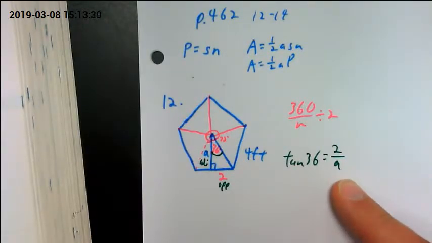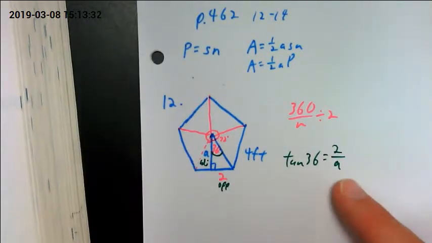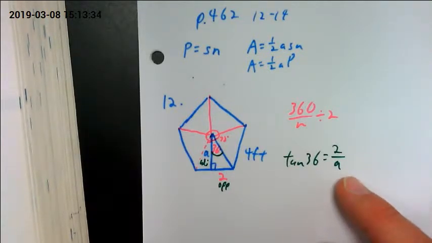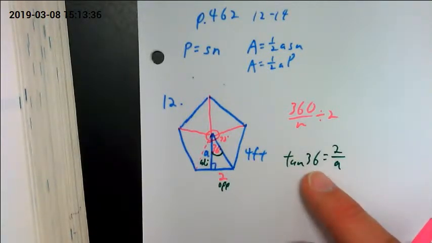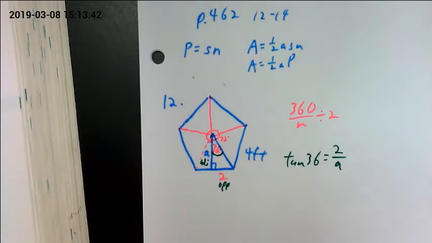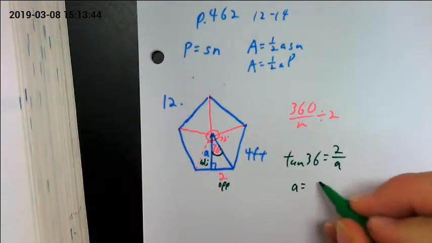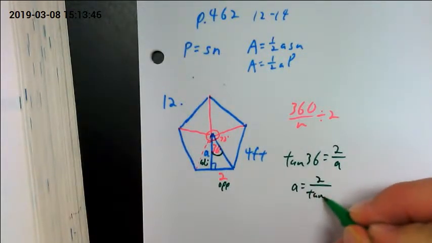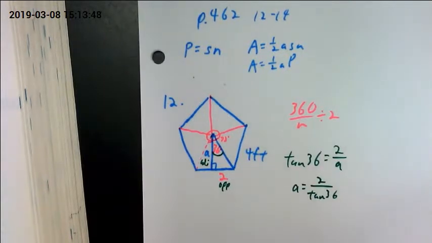Now, shh, guys. In order to actually find A, what you're actually doing is multiplying A to the other side, but then it wouldn't be by itself, it would be next to tangent. So then we'd have to divide off tangent. So our equation ends up being A equals 2 over tangent 36. That's what we need to plug into the calculator.